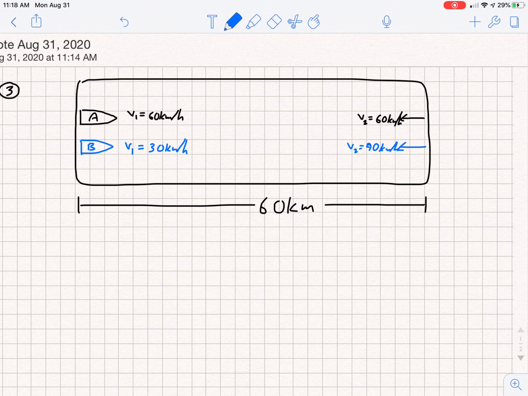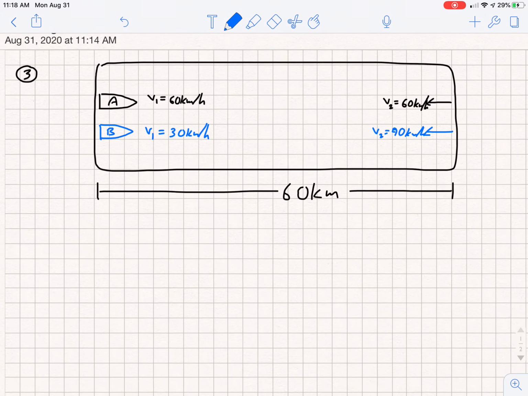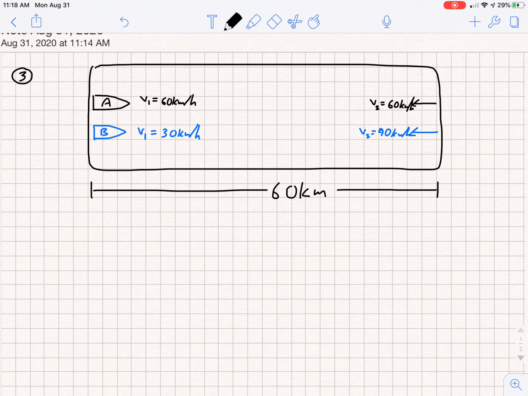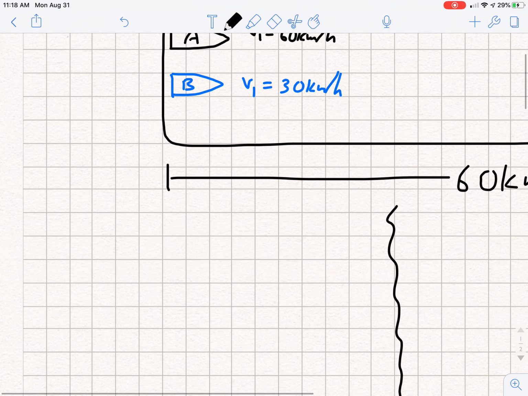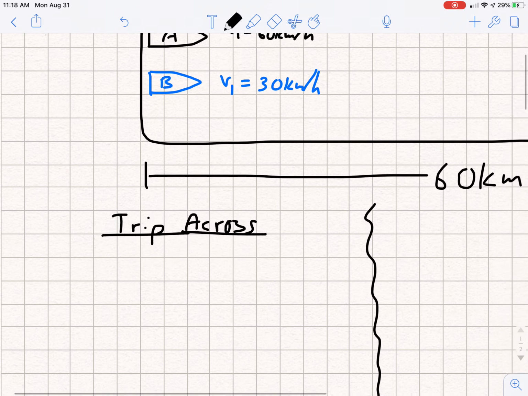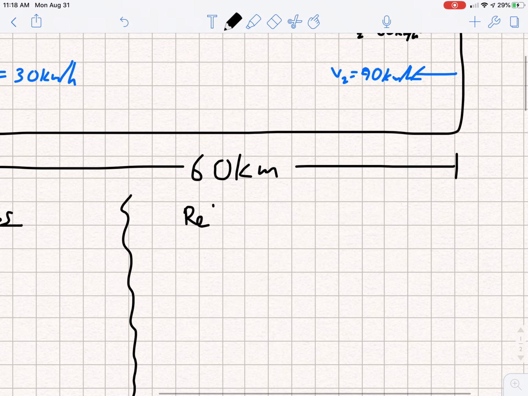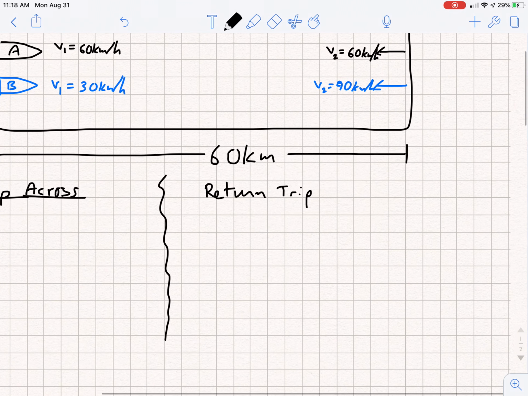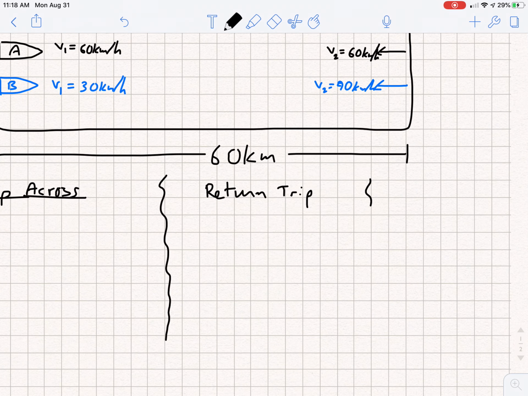Okay, so now is where we start to organize some of the information. So we've got information on the trip across, and then information about the return trip. By information, I'm talking about the data we're given in the problem and calculations we need to perform. And then lastly, total.